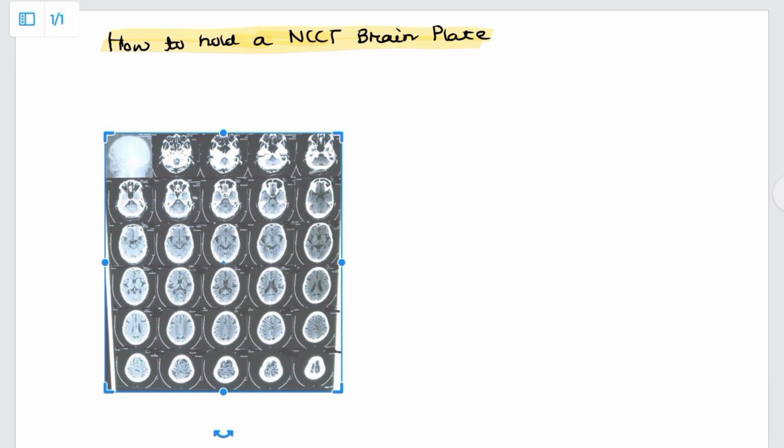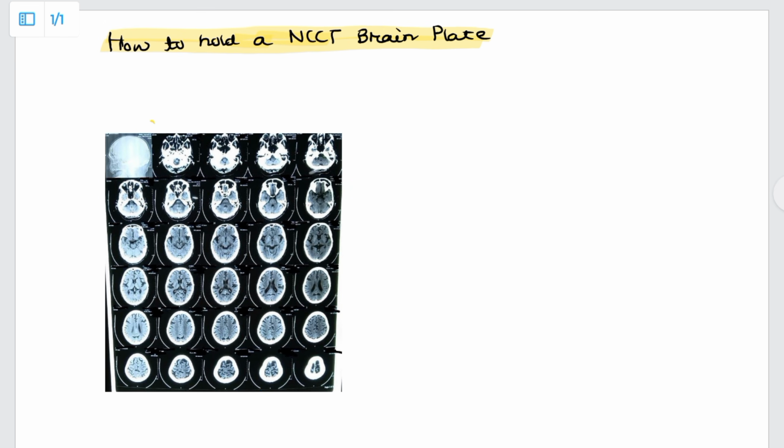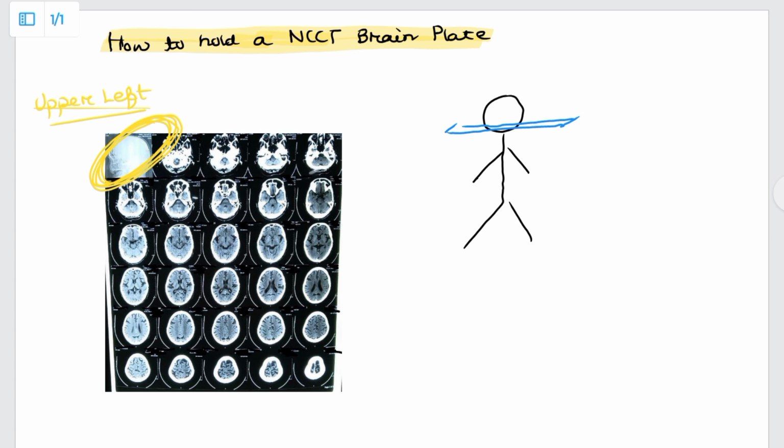So we'll be looking at the alignment of the NCCT brain plate, how to hold it and how to read a NCCT plate. So first up, remember whenever you are handed over a NCCT plate, always place the skiagram to your upper left corner so that rest of the things become much simpler and aligned for you. Now understand one thing, in NCCT brain you are looking at horizontal cuts of the brain from the level of the foramen magnum to the tip of the vertex, and you are looking from below upwards from the foot end of the patient.